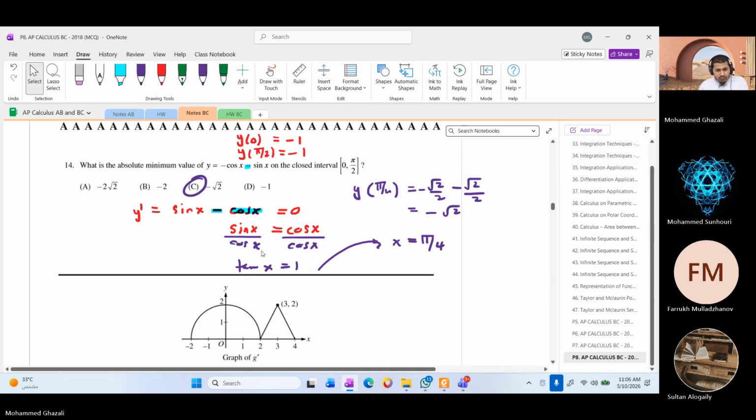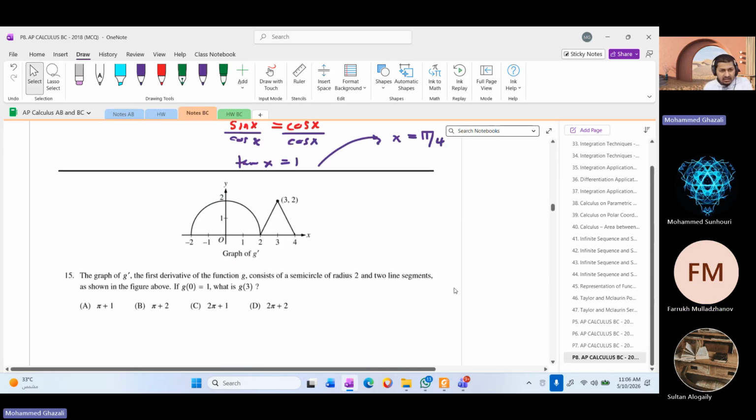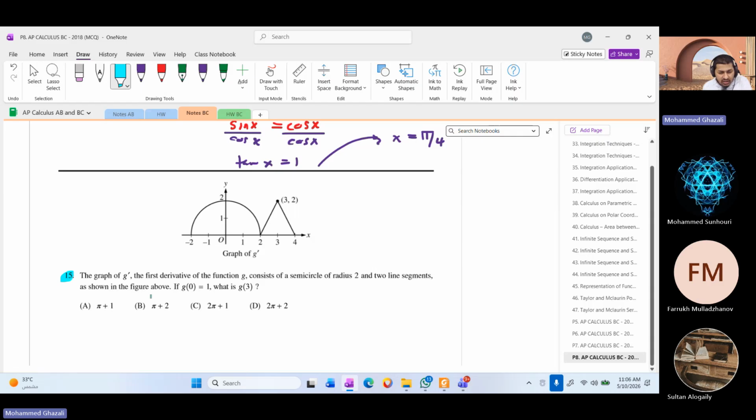Nice. Let's look at the next question. We did this in AB. The graph of G prime is the first derivative of the function G, consisting of a semicircle of radius 2 and 2 line segments as shown in the figure above. G of 0 is 1. What is C?